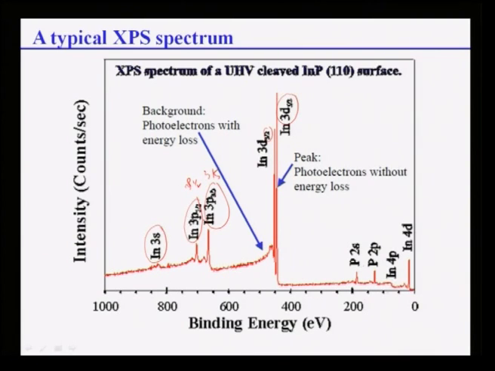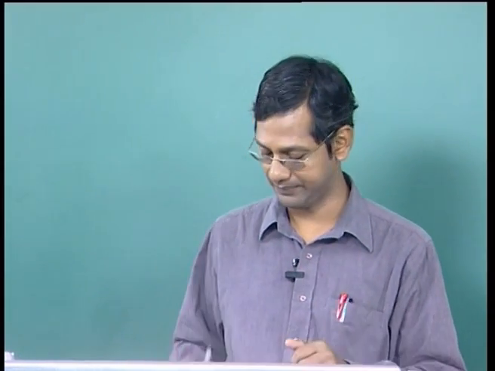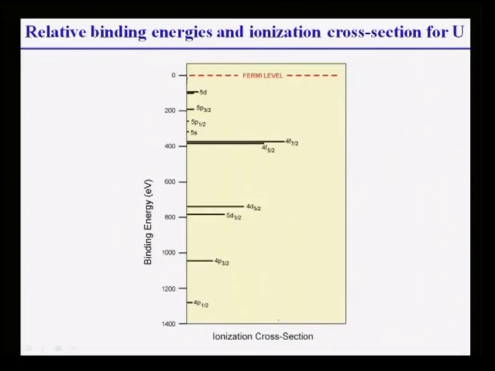Phosphorus peaks will always have higher binding energies than indium, as you know. Phosphorus 2s, phosphorus 2p, indium 4p, indium 4d. So indium has 3s, 3p, 3d, 4p and 4d. Phosphorus has 2s, 2p peaks, which are clearly detected, and then you have a background in this. That is how the spectrum looks like. I hope things are clear in your mind how XPS works and how the spectrum looks like, because we are going to use this spectrum.